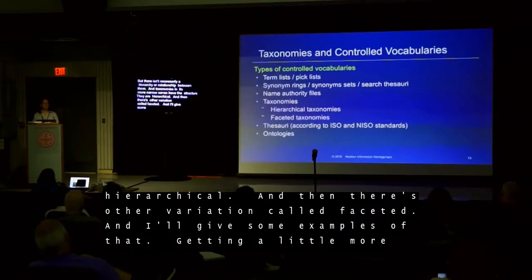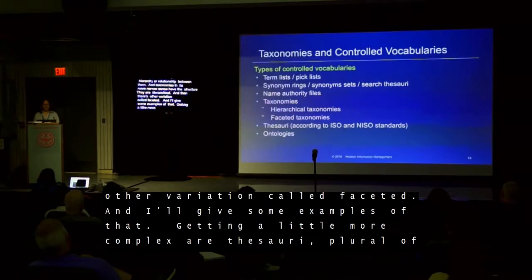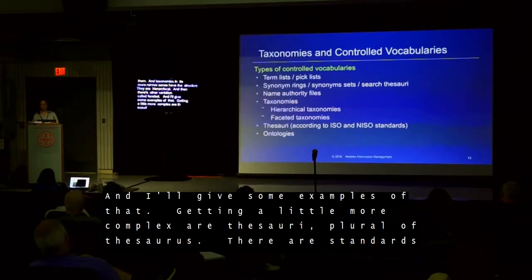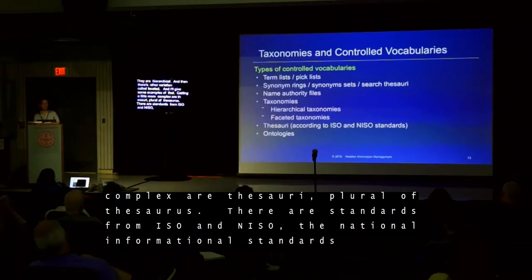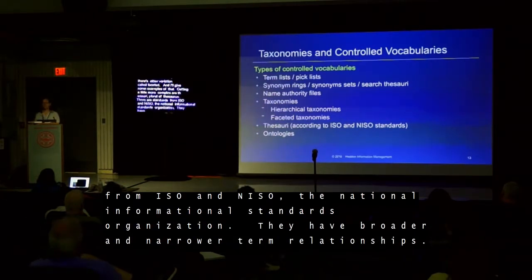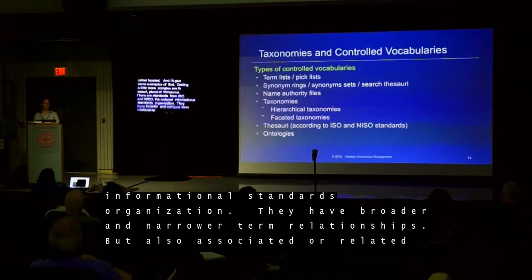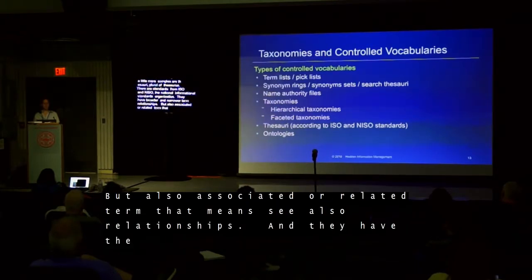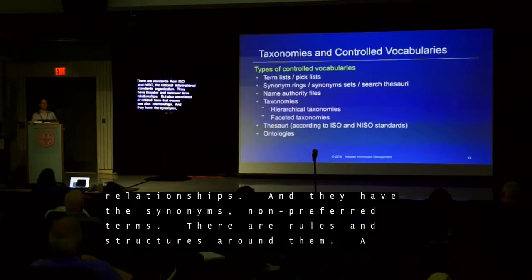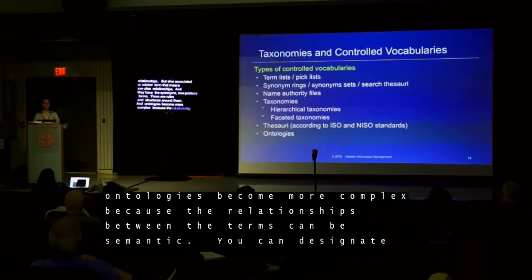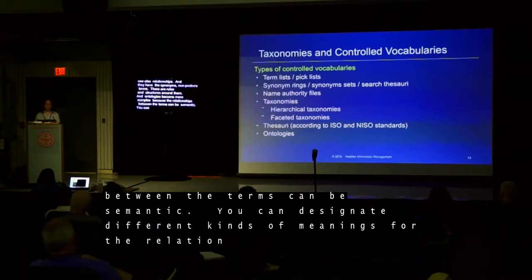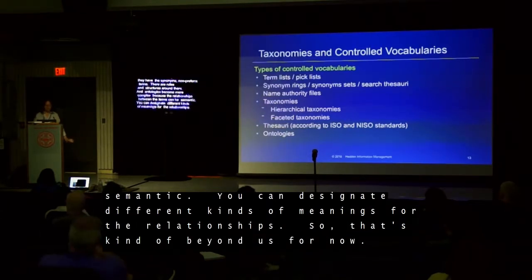Getting a little more complex are thesauri, plural of thesaurus, and there are actually standards for that from ISO and NISO. NISO is the National Information Standards Organization. They have broader and narrower term relationships, but also associated or related term relationships, that means see also relationships, and they have the synonyms, which they call non-preferred terms. There are more rules and structures about them. And then ontologies get even more complex because the relationships between the terms can be semantic. You can designate different kinds of meanings for the relationships. So that's kind of beyond us for now.